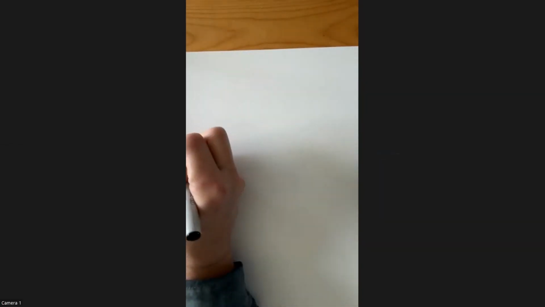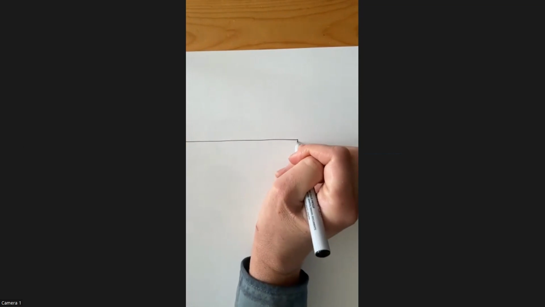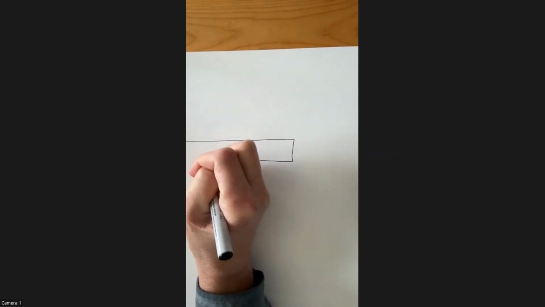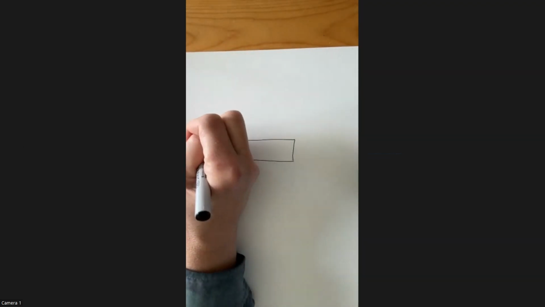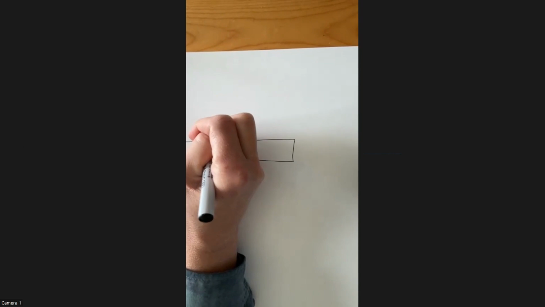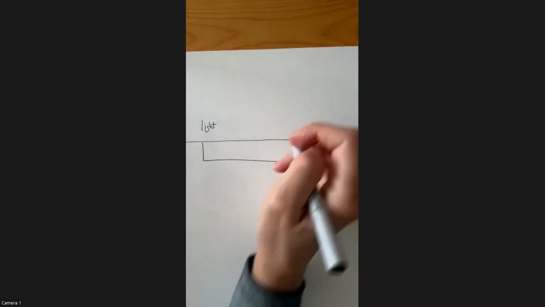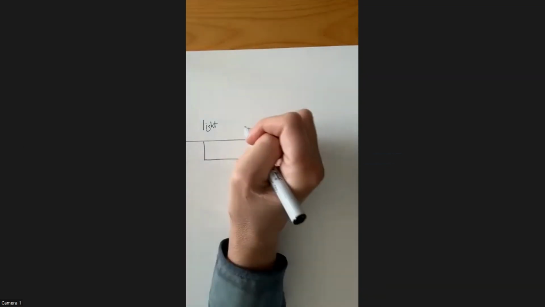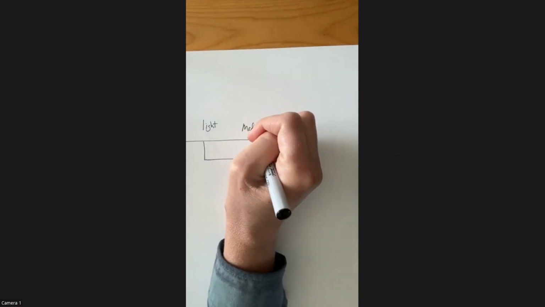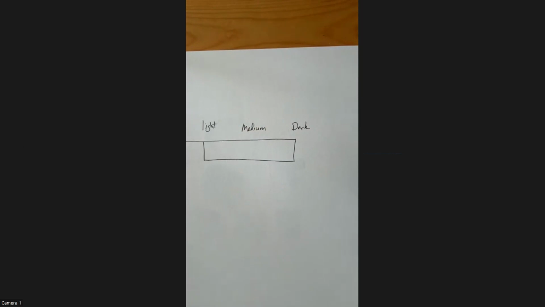A long, thin rectangle. All right. Then we're going to say that one side is light, one side is dark, and then the middle is medium.